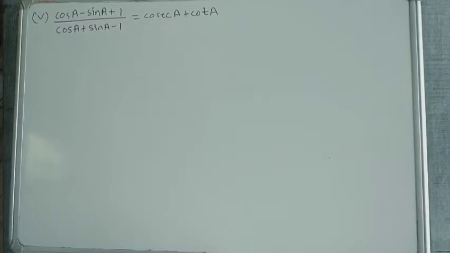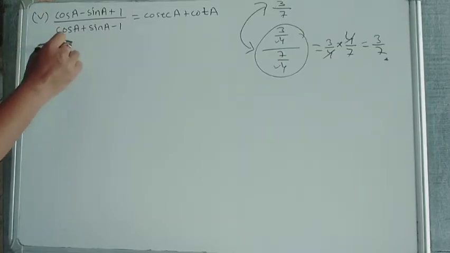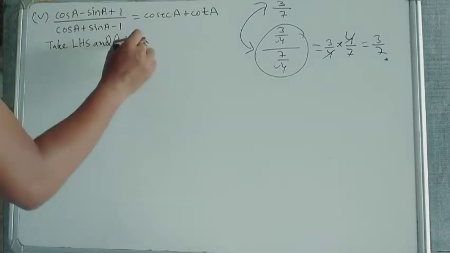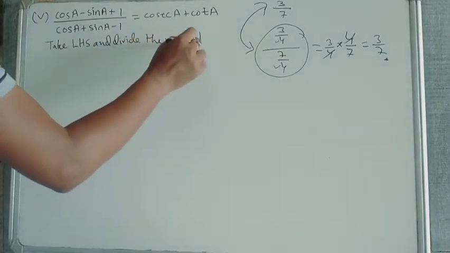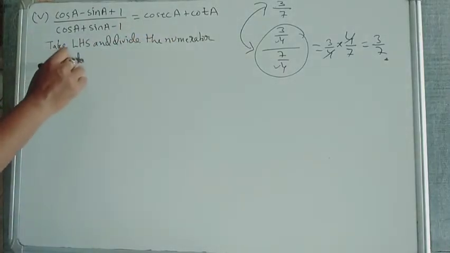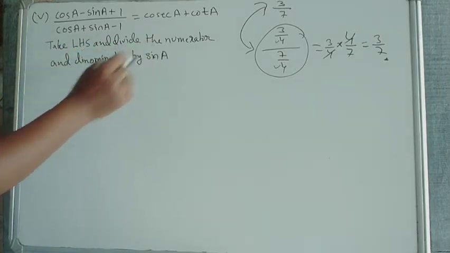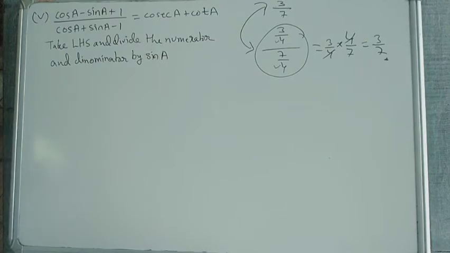In question number 5, we will divide everything by sin A. Take the LHS and divide the numerator and denominator. Both the numerator and denominator we will divide by sin A. So what will it become?